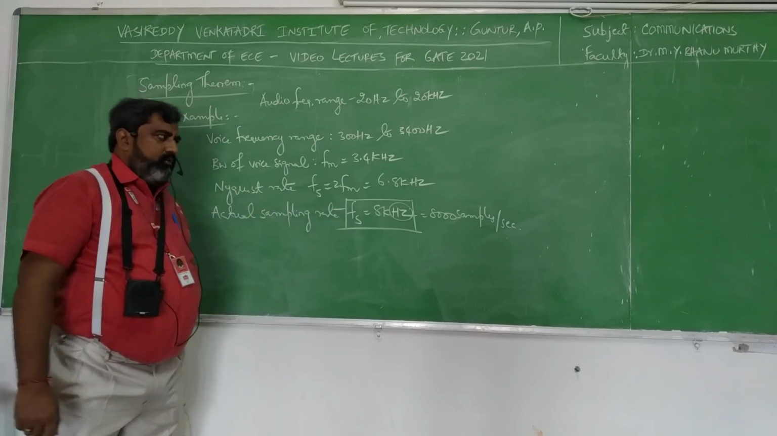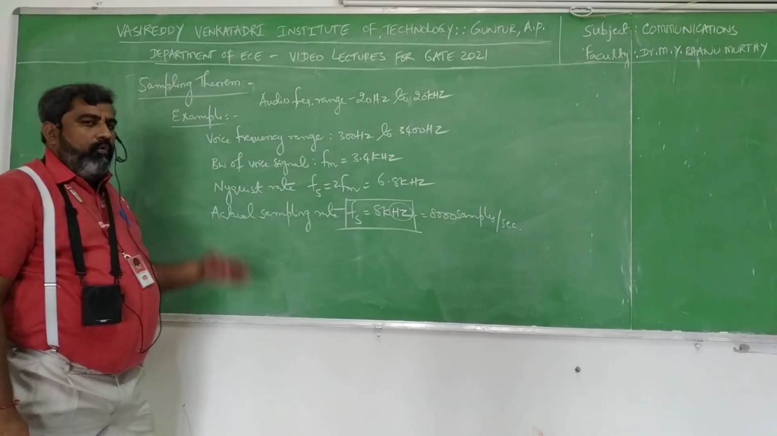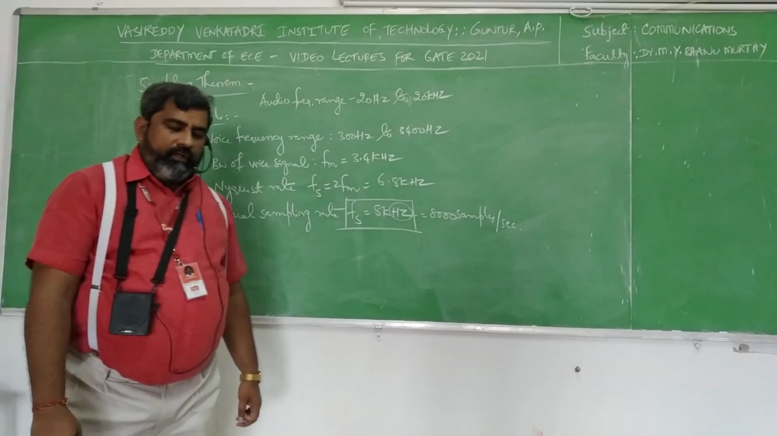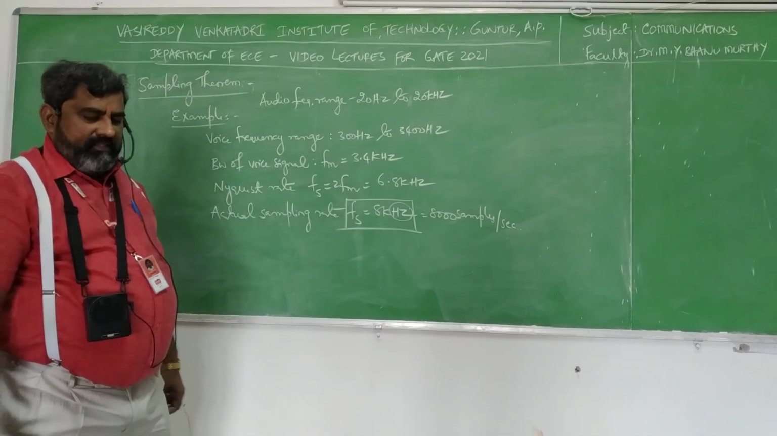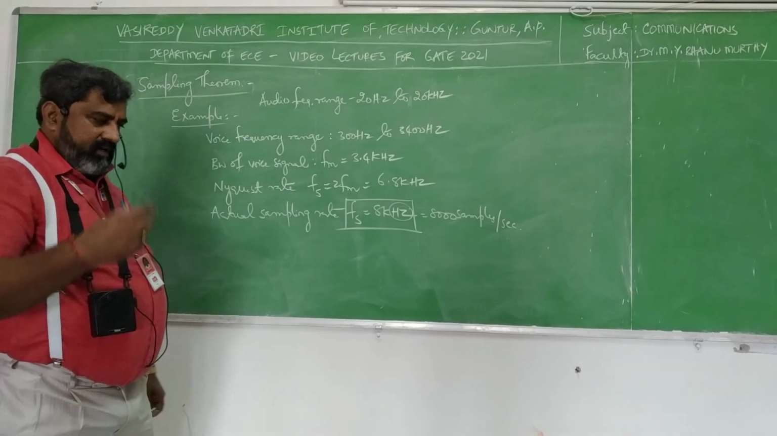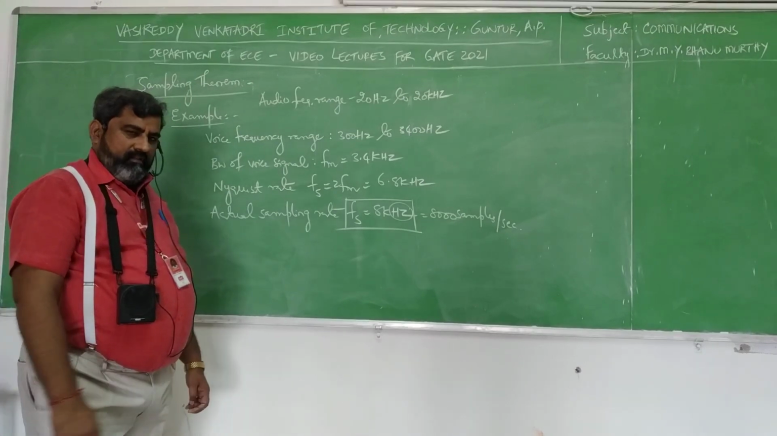And please remember these values. In the next lecture, we are going to discuss the proof of the sampling theorem: why it should be fs greater than or equal to 2fm, and what happens when fs is less than 2fm. And the next blocks, the quantization and coding also, we will discuss in due course of time.